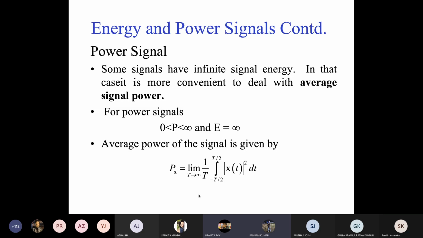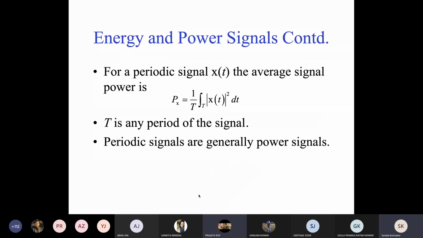Sir, it will be 1 by 2T into T minus sine pi T by pi. And have you taken the limit of T tends to infinity, 1 by T? No, sir, because it's periodic. Periodic may be, but the average power of a signal is given by T, T is periodic, right? So if it is a periodic signal, then it is just 1 by T. Am I right? Yes, sir. So it's 1 by 2T into T minus sine pi T by pi. Okay. Everybody agrees with this?